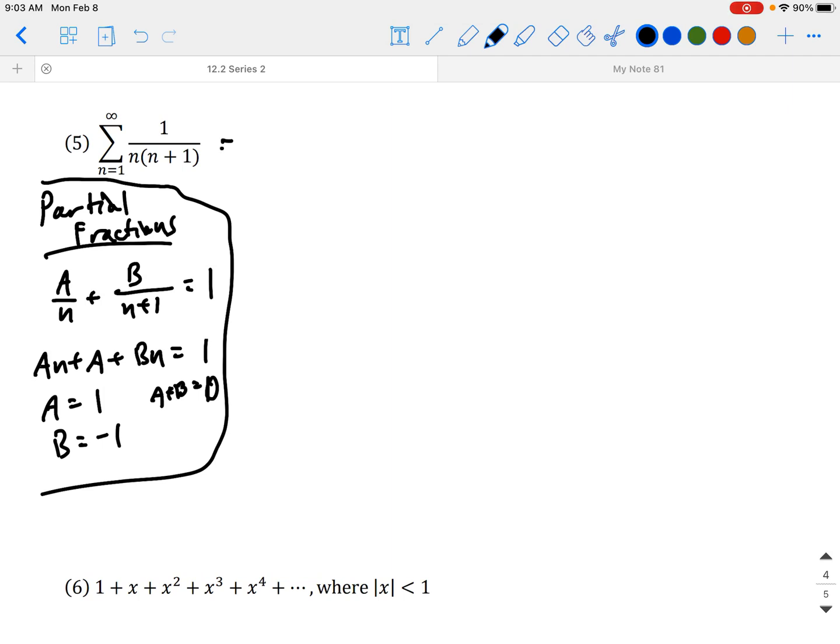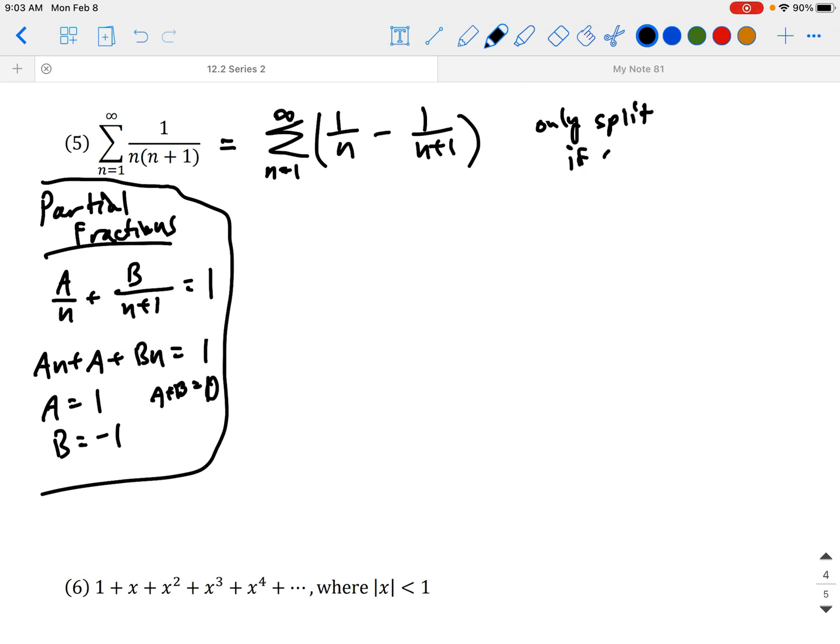So a is 1, b is -1, which means we can rewrite this as the sum n equals 1 to infinity of 1 over n minus 1 over n plus 1. And maybe here we would want to split, but note we can only split this into 2 separate series if each one of them converges. And we know that this is the harmonic series and does not converge. So we cannot split this series.